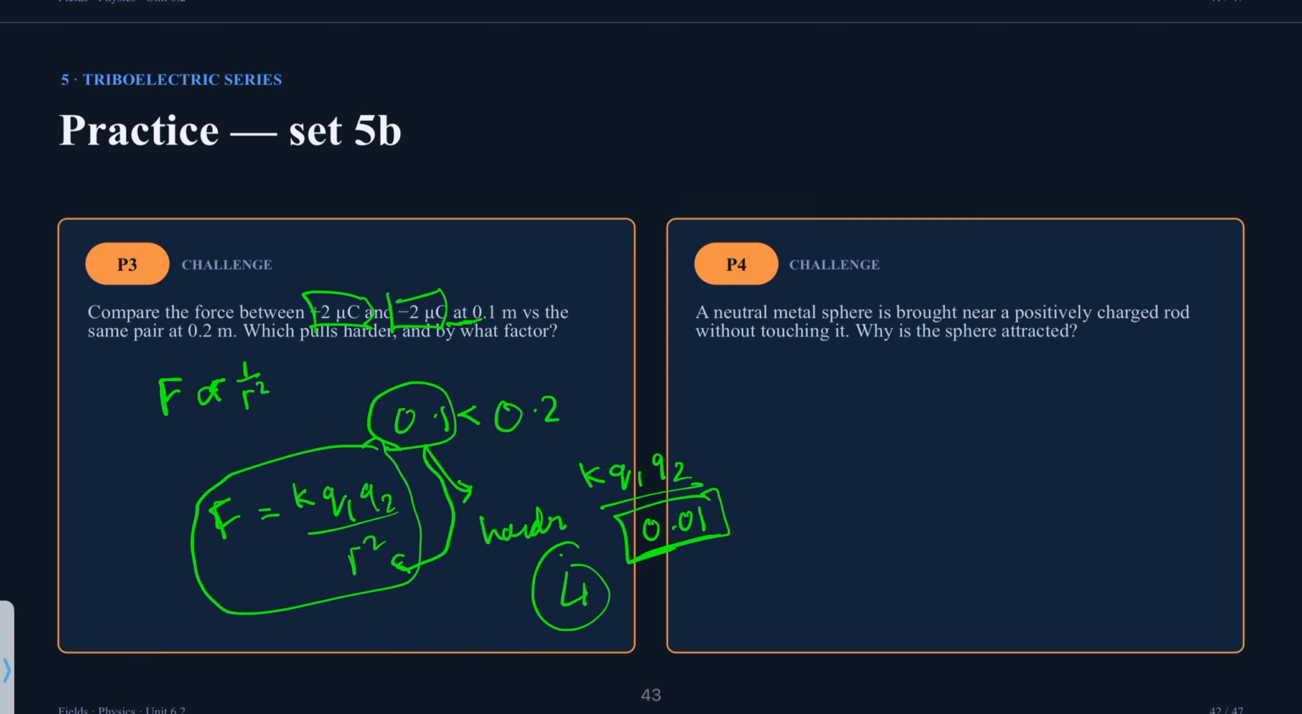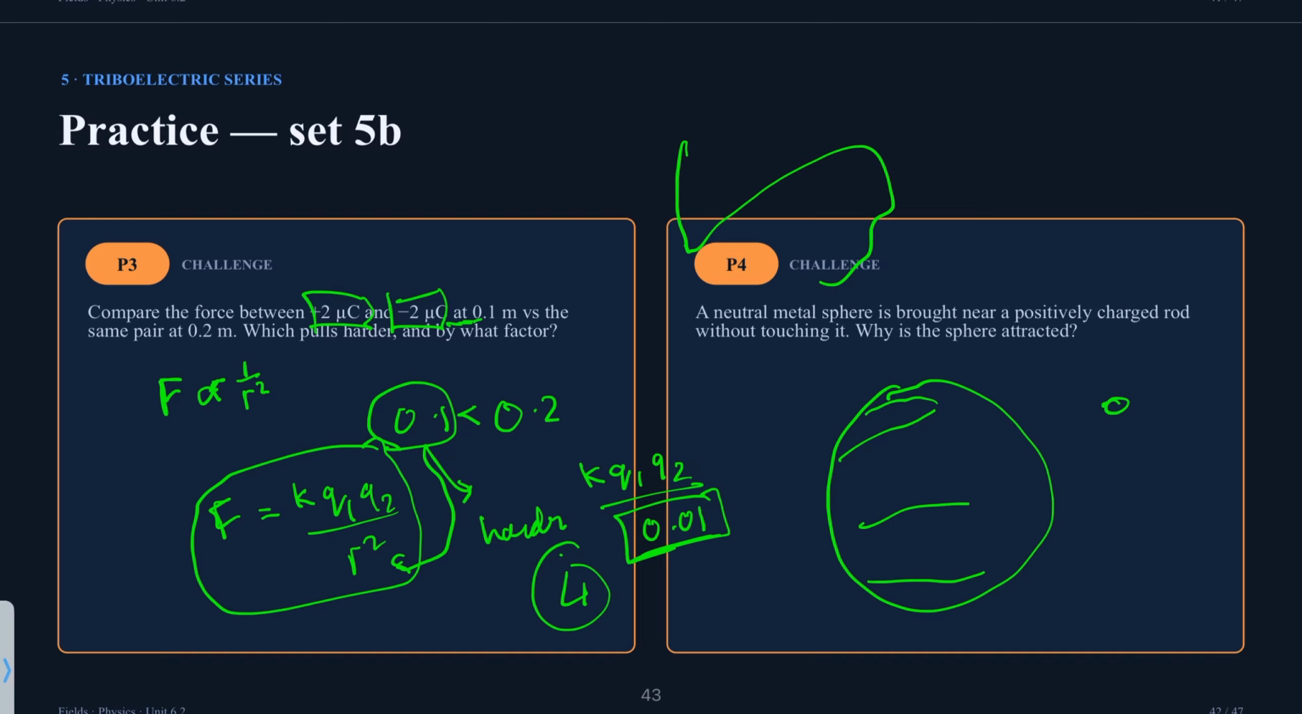Okay. A neutral metal sphere is brought near a positively charged rod without touching it. Why is the sphere attracted? Think of it: this is a positively charged rod. If I was to draw the composition of this ball, there are a lot of positives and a lot of negatives just floating around, and some of them are attracted to each other.